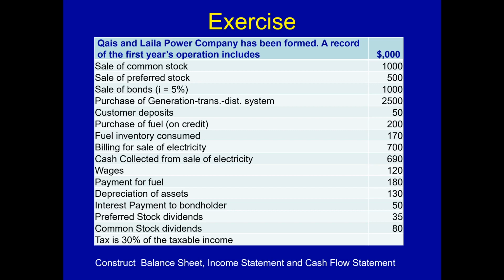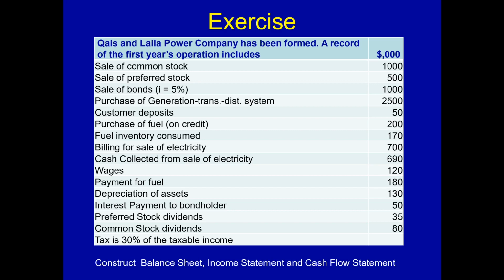So we have, for example, sale of common stock, sale of preferred stock, sale of bonds, purchase of equipment, and then customer deposits. Purchase of fuel is on credit, and then fuel inventory is consumed. Then billing for sale of electricity is done, and cash collected from sale of electricity. Wages, payments for fuel, depreciation of assets, interest payment to bondholders, preferred stock dividends, and common stock dividends are given, and tax is also paid at 30% of the taxable income.